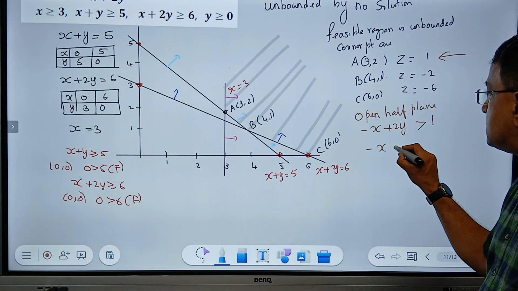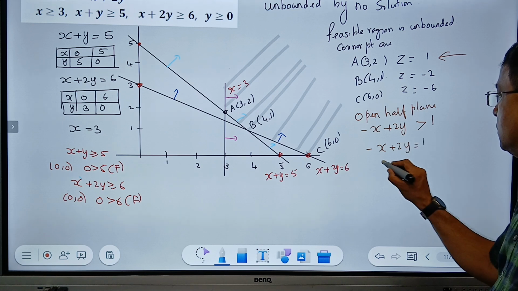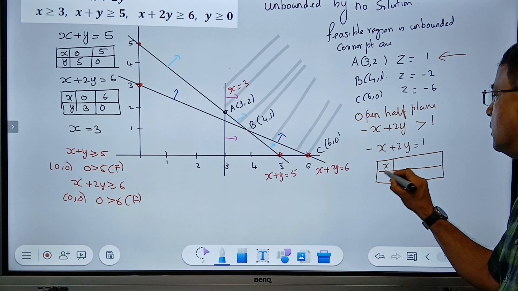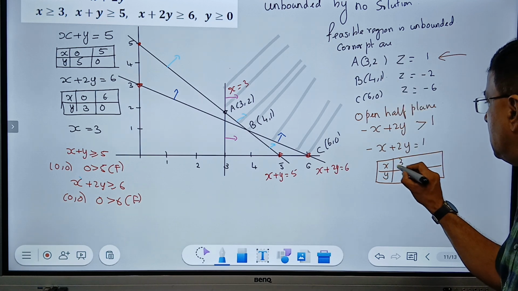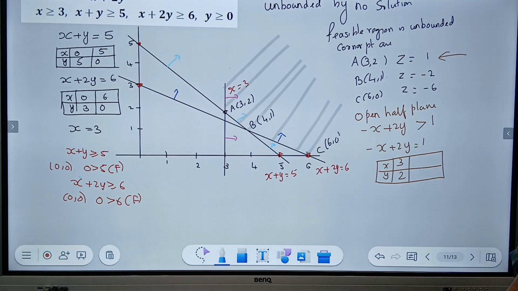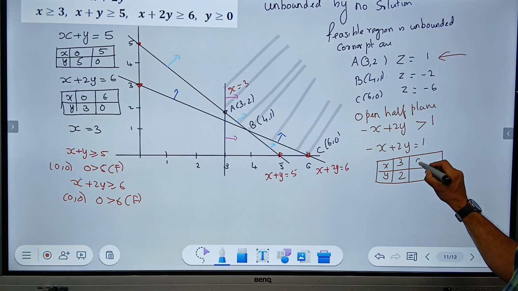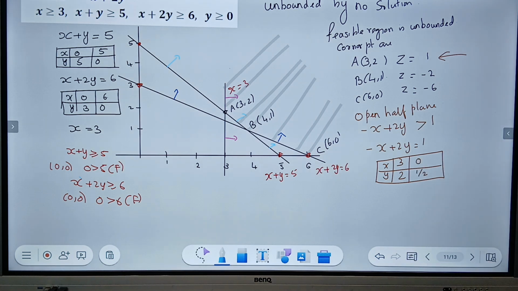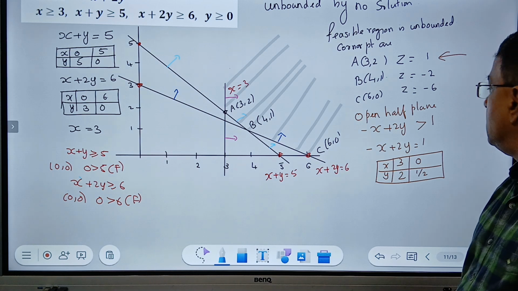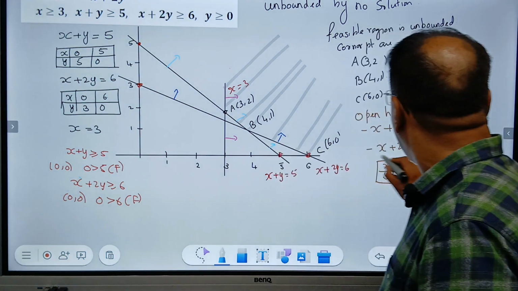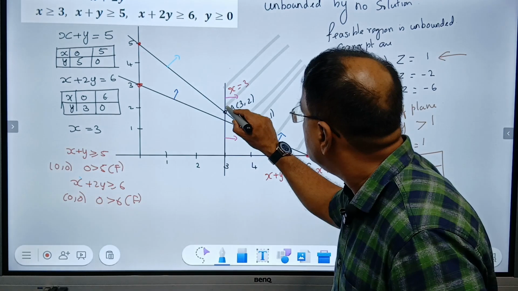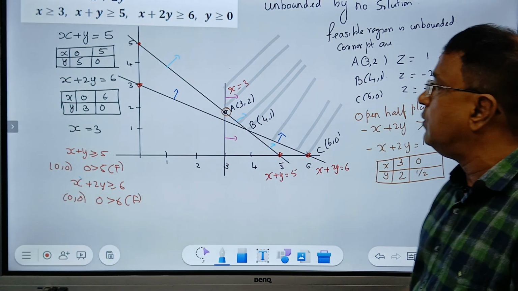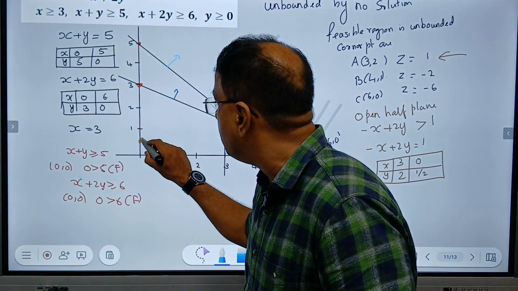So I take minus x plus 2y equal to 1 to plot the graph. Definitely one point will be 3 comma 2. So when x is 0, y is half. So where do I plot? One is 3 comma 2, that is this region. Other one is 0 comma half, somewhere here.